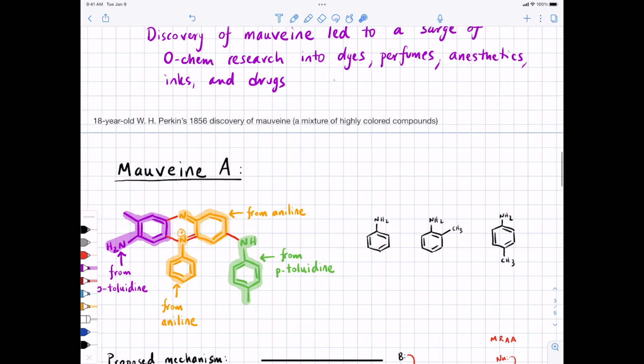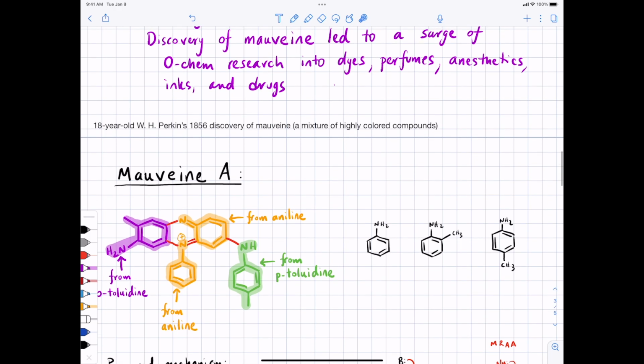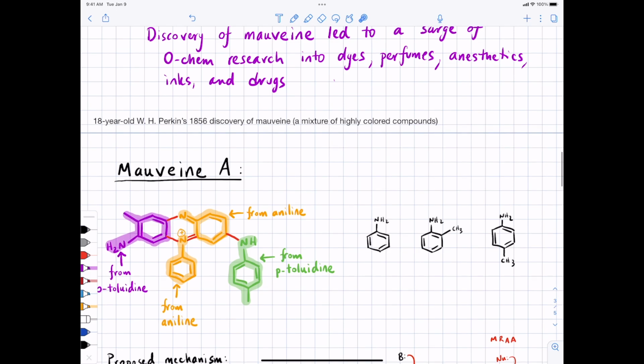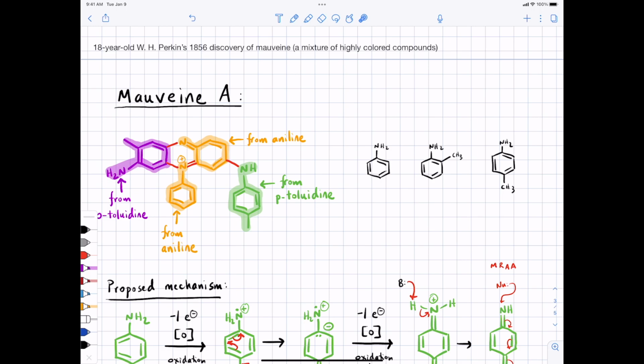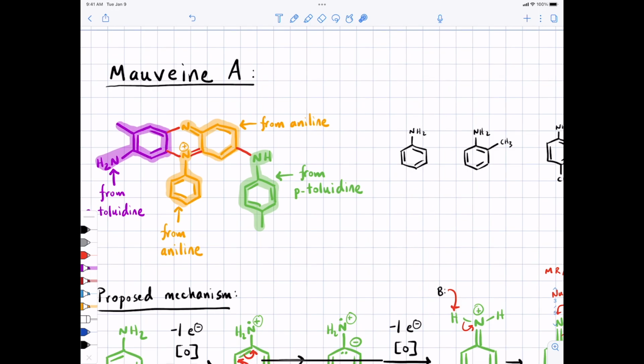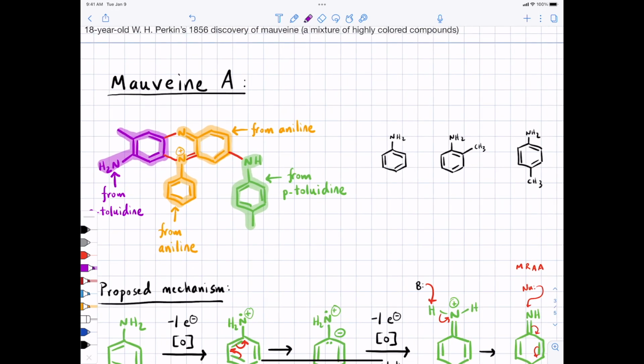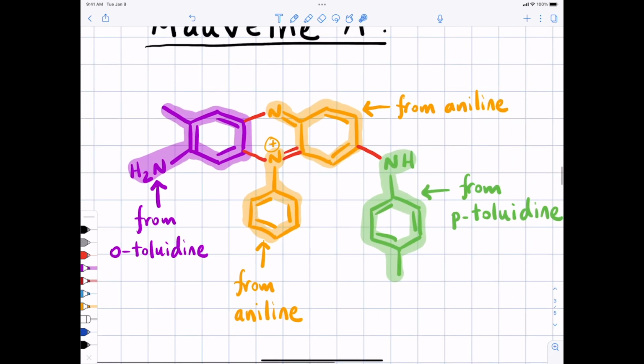Here is the structure of Mauveine A. It turns out his molecule, his dye, is actually a mixture of multiple highly colored compounds. We won't worry that much about the mechanism for making Mauveine A, even though it does involve electrophilic aromatic substitution. If you look, you can see within this structure that it's highly conjugated, right? Follow through the atoms and you've got sp2 hybridization all along the way, aromatic. All of these groups are conjugated with each other.